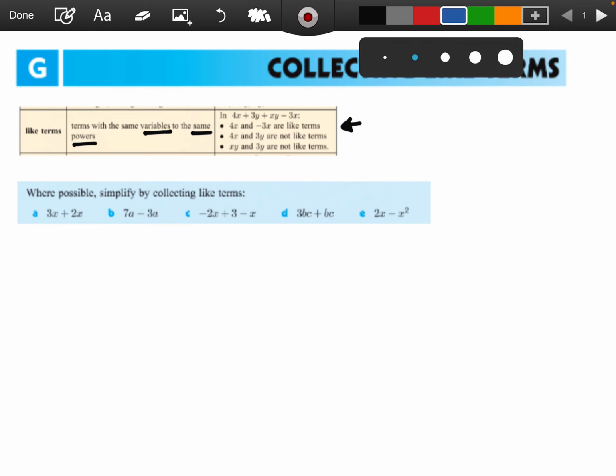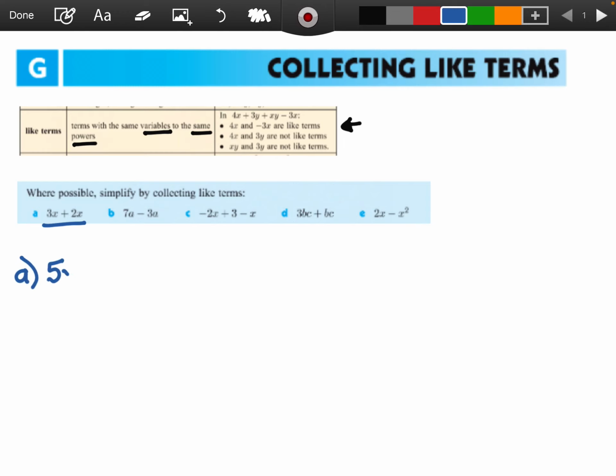If we look at these examples down here, it says, where possible, simplify by collecting like terms. In the first one, we have 3x and 2x. Those are like terms because they have the same variable form. Imagine you have 3, you pick up 2 more, now you have 5x. So the variable itself doesn't change, just the quantity of the variable changes.